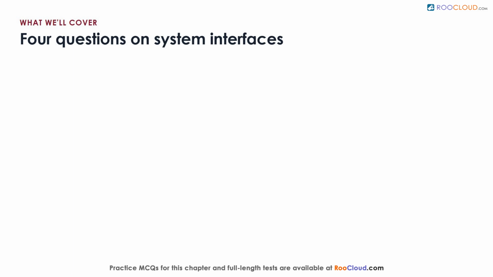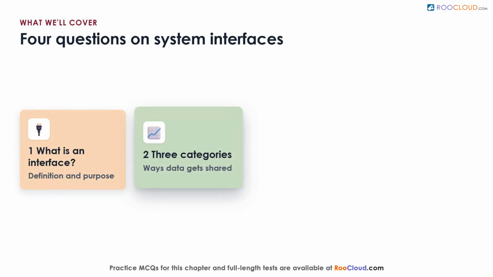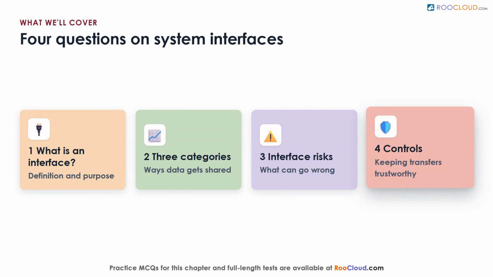We'll answer a few questions. What is a system interface and why use one? What are the three ways data gets shared? What can go wrong with these transfers? And what controls keep them trustworthy?